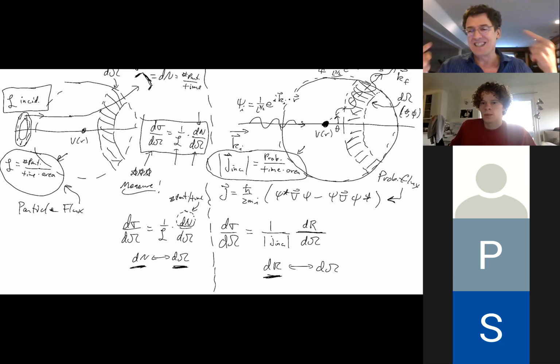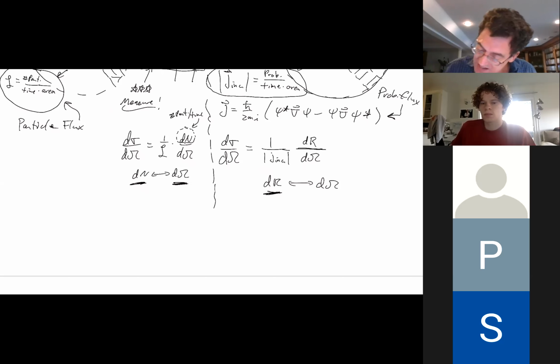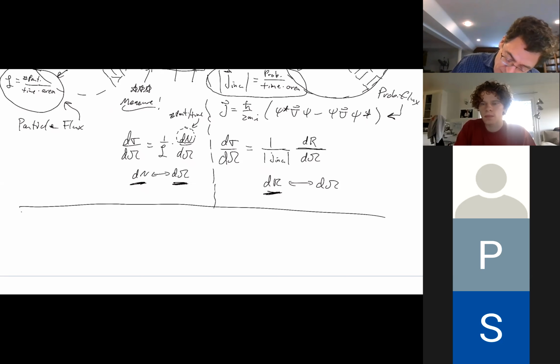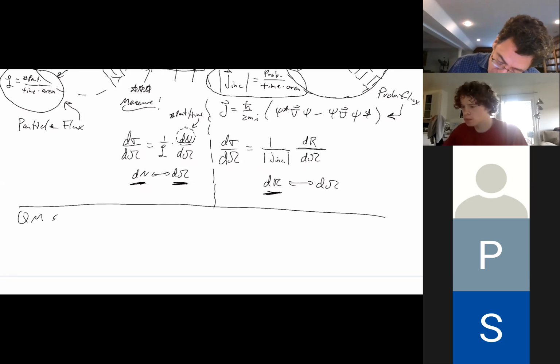You see, this is the connection. So I want you to think of it like that, have that connection. And so that's it. Now we have the quantum mechanical theory of scattering. Quantum mechanical scattering, we did it.